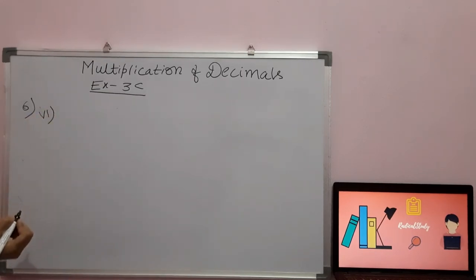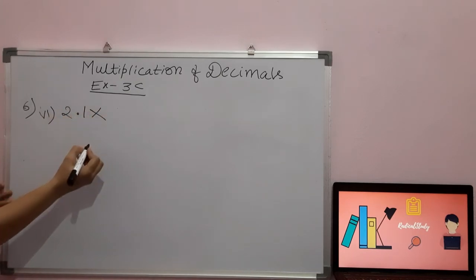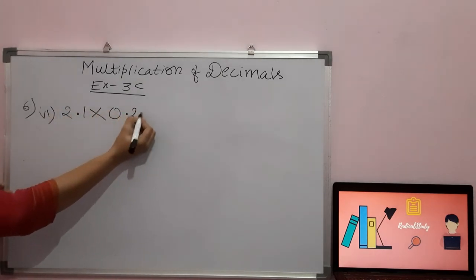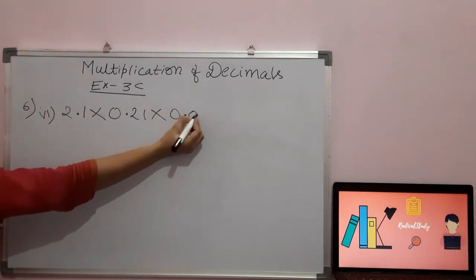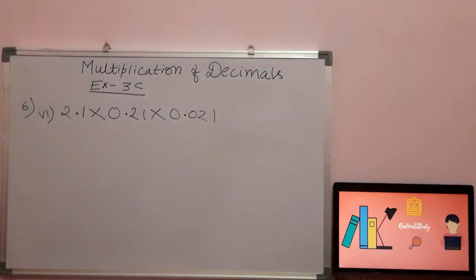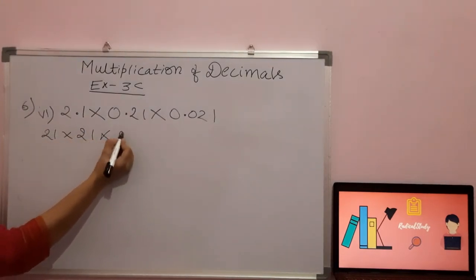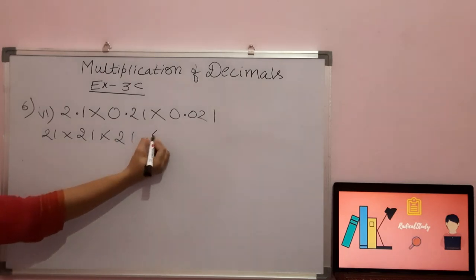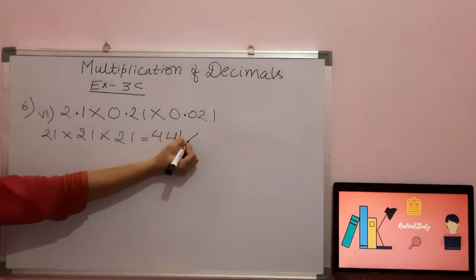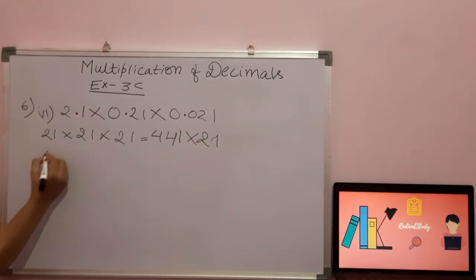So students, the sixth option is 2.1 multiplied by 0.21 multiplied by 0.021. As you all can see, here it is 21 only, 3 times. When we are removing the decimal points, there are 3 times 21. We got 21 three times. So the square of 21 is 441. Now what will you multiply in this once? 21. So I am going to multiply it for you.